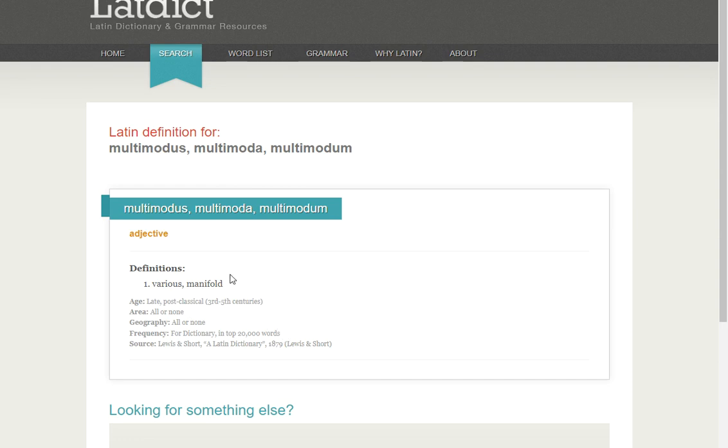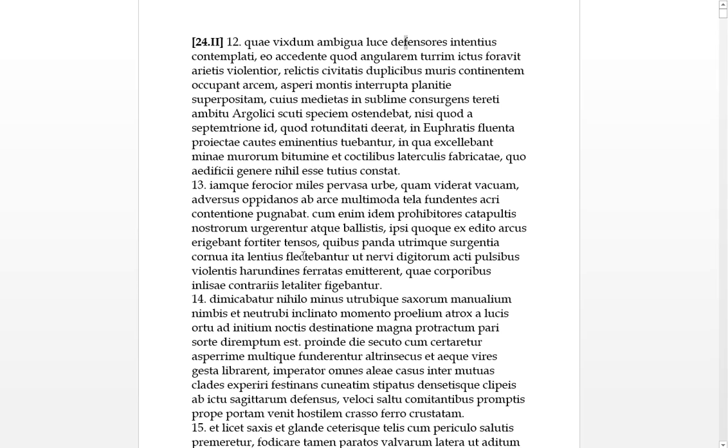In the top 20,000 words, it means various or manifold. So they had other words in the classical period which would have meant something like that. Where were we? Cum enim. So for when, idem, the same prohibitors.